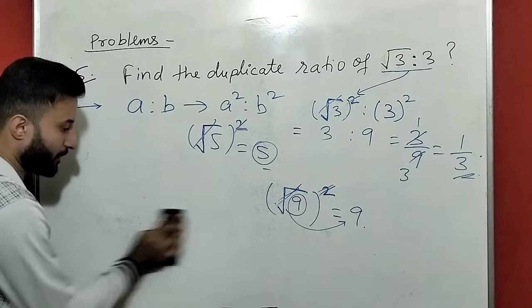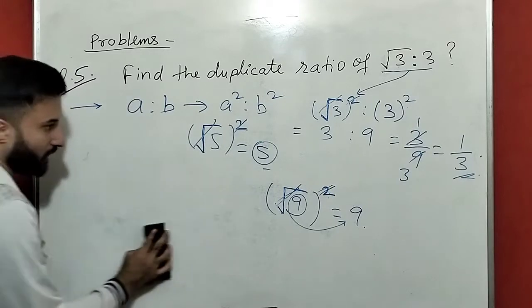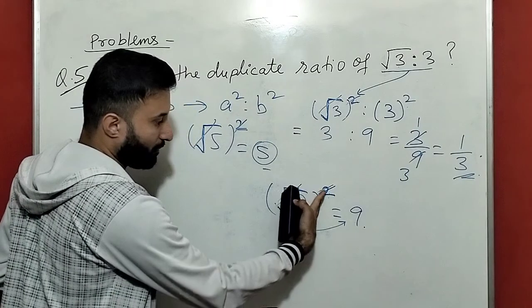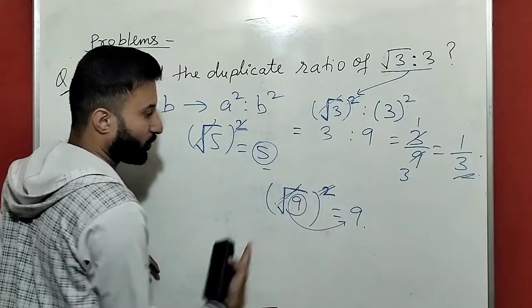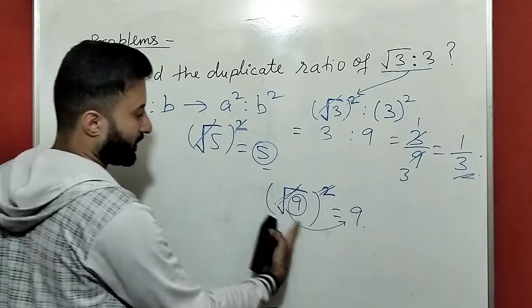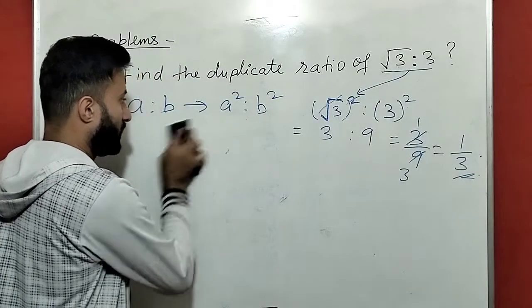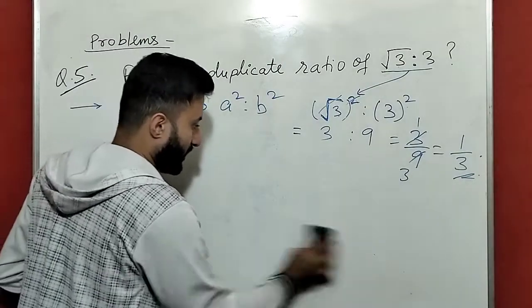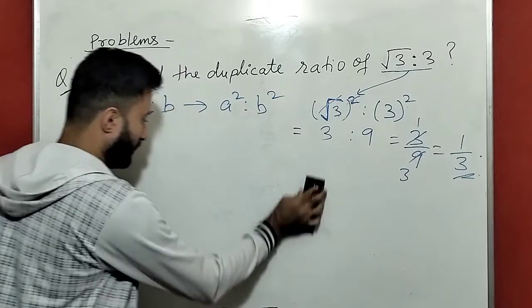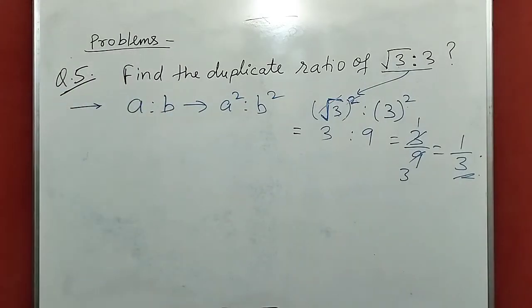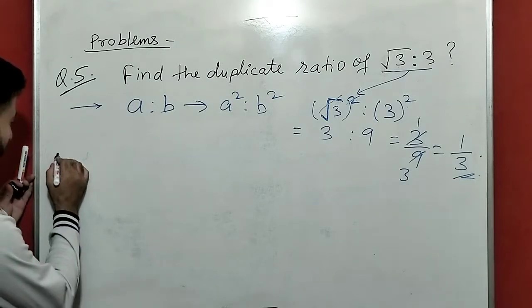So follow this step whenever you have a square root and the power is square, so the square root and square will get cancelled. You will get directly the number. And the same thing when you have a cube root and the power is cube, the cube root and the cube will get cancelled. You will get the number. Question number 5 over. Now question number 6.